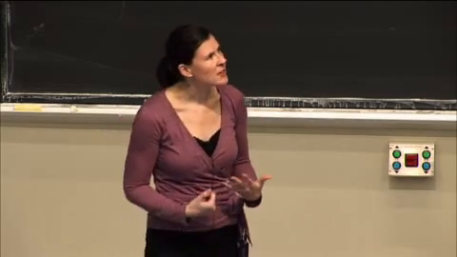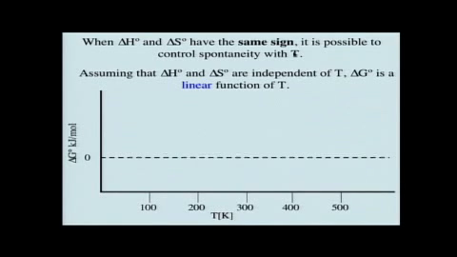And we can think about this graphically if we assume that delta H and delta S are independent of temperature, which is a good assumption to a first approximation. In this case, we find that the delta G of the reaction is a linear function of the temperature. So that means we can go ahead and graph what we saw for the case of baking soda.